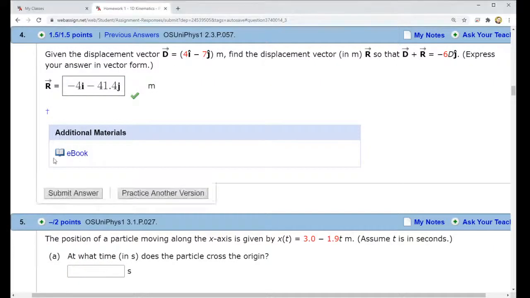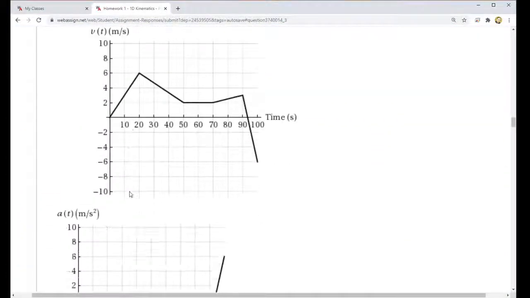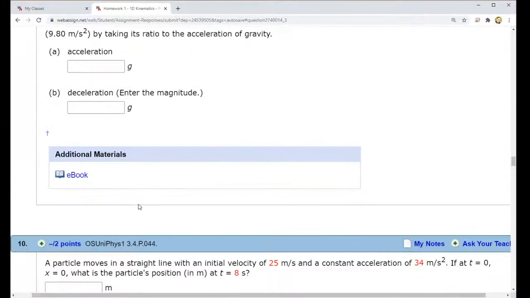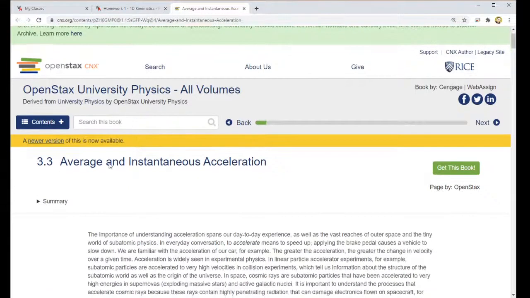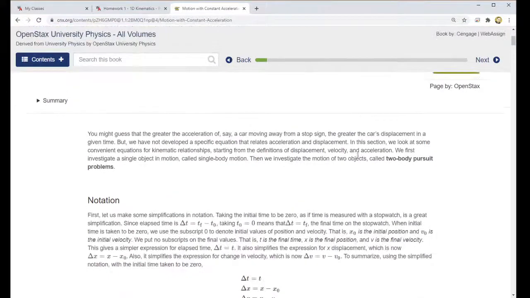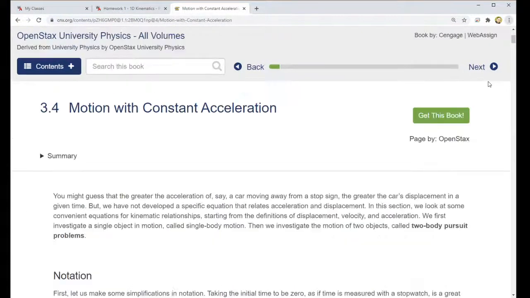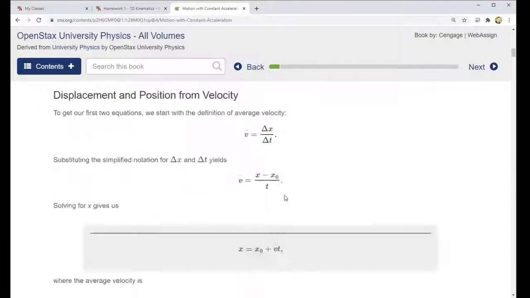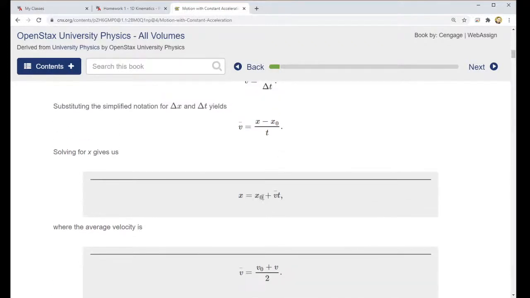All right, so let's go to the textbook. Let's see, there's problems. Nope, I want to go to the next section. Yeah, 3.4. Okay, make this a little bigger so you can see it. Here we go. So you see equations in here, like this is, and make it even bigger.